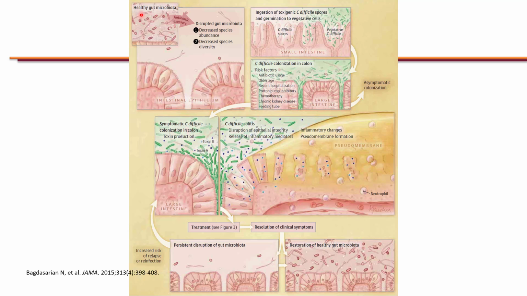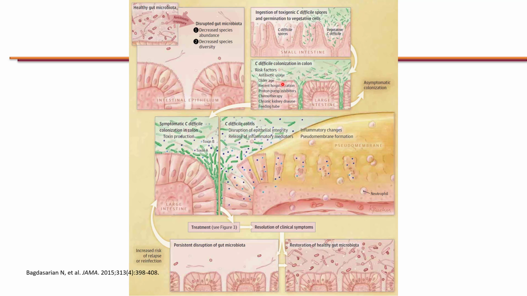As I mentioned, the healthy gut microbiota have a protective role against C. diff. When patients are exposed to antibiotics, the normal gut microbiota is disrupted. This leads to decreased species abundance as well as decreased diversity in the gut microbiota. In patients with disrupted gut microbiota, the C. diff spores find the opportunity to germinate to vegetative cells, and then they can grow and dominate the GI tract.